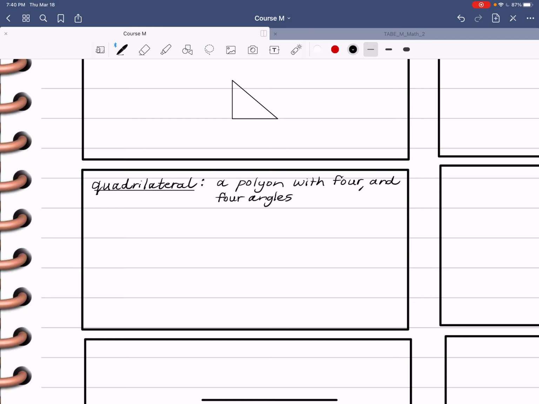Four sides and four angles. You guys know I can't talk and think at the same time. Here lately, I just can't even talk and make sense. So here's a quadrilateral. Four sides, four angles.